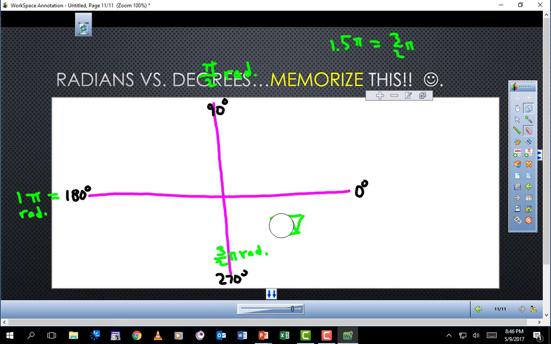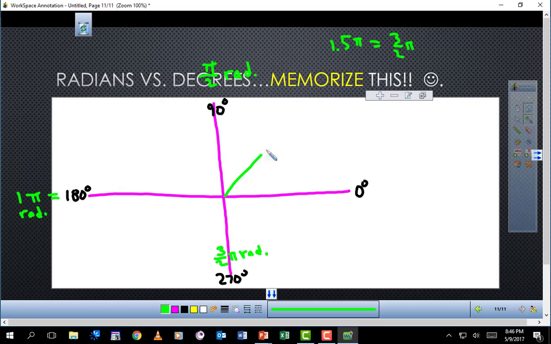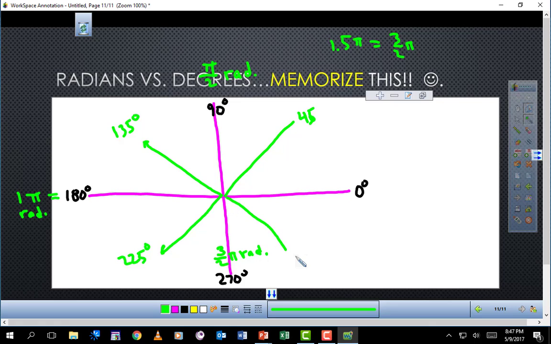Now let's say we split this up. If I go right down the diagonal in degrees, I would have 45 degrees. If I go this way, I add 45 to 90 and I get 135 degrees. And if I add 45 degrees to 180, I end up with 225 degrees. And if I add 45 degrees to 270, I think that gives us 315 degrees.